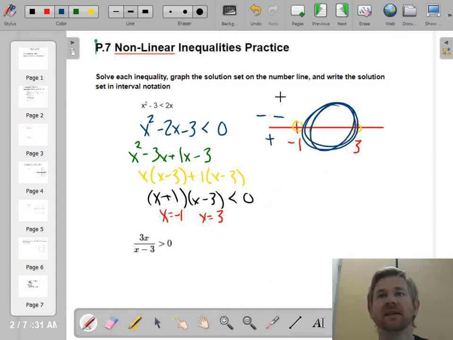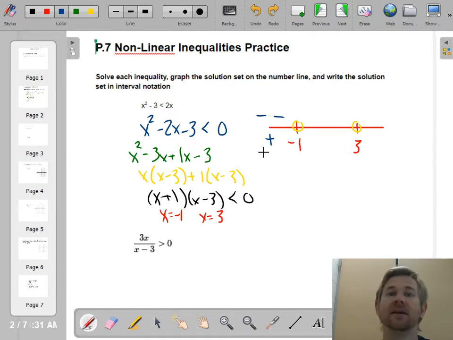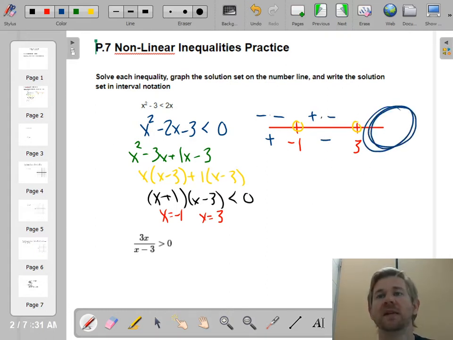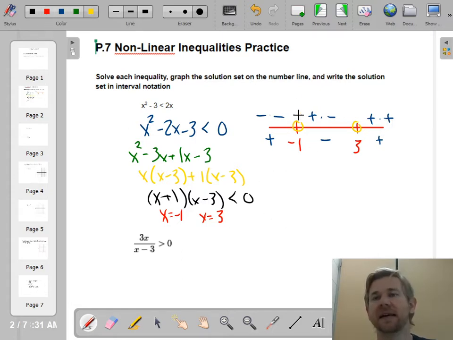Let's pick something in this interval. I'll pick 0 if I can. 0 plus 1 is positive, 0 minus 3 is negative, and when you multiply those factors together, you will get a negative. Now we'll pick something that's bigger than 3, 10. 10 plus 1, positive. 10 minus 3, positive. Their product, positive.